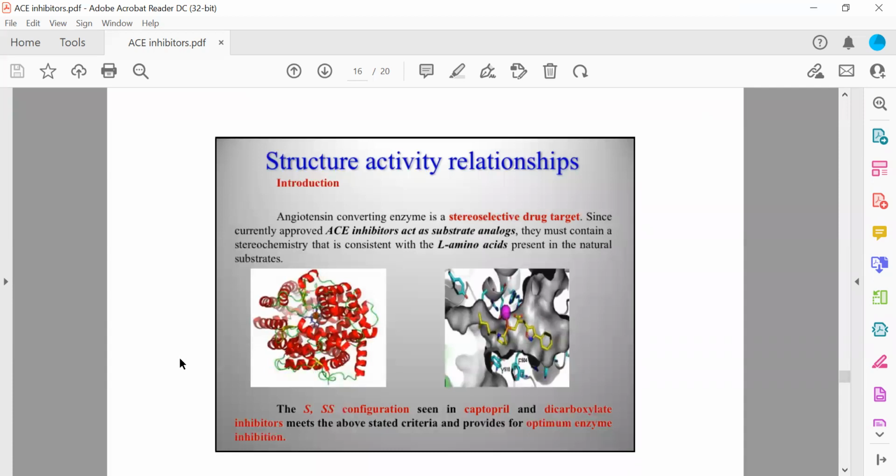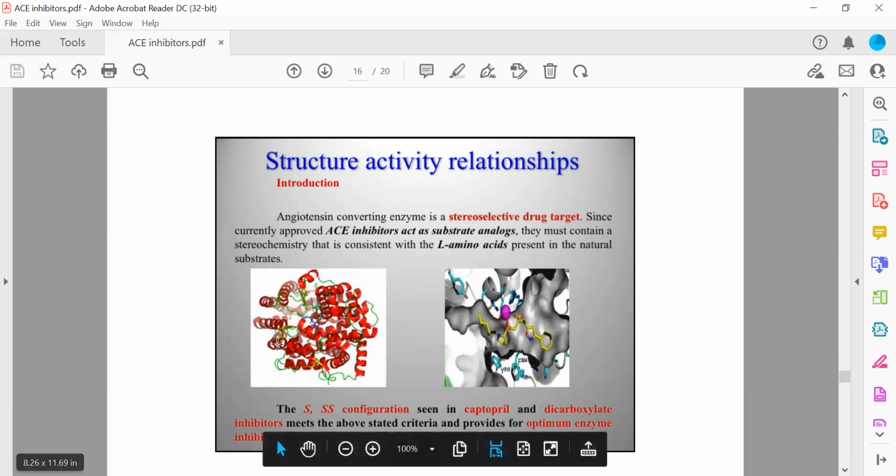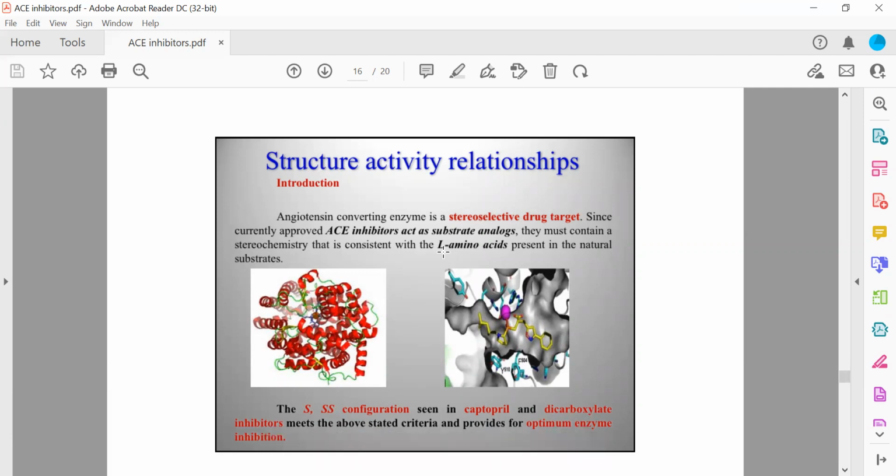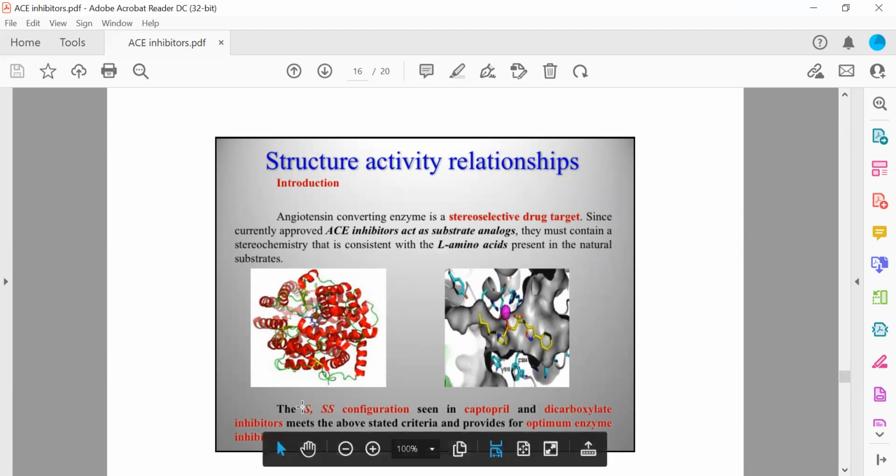Then furthermore, we have structure-activity relationships. We know that the ACE inhibitors are stereoselective drugs. The reason why it's stereoselective is that the active site mainly consists of L amino acids. And for these ACE inhibitors to bind to the L amino acids and give rise to their inhibitory properties, the drugs need to be in their SS configuration.